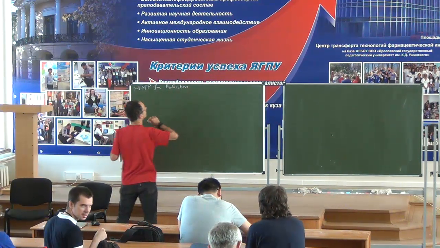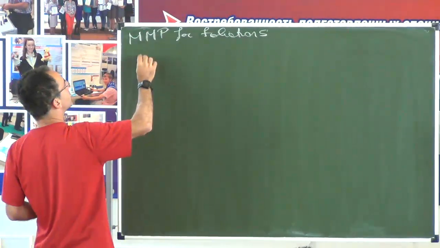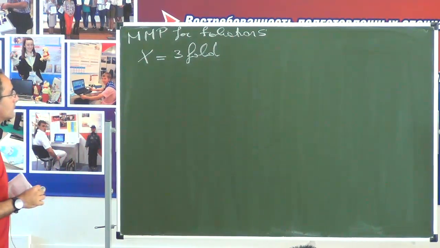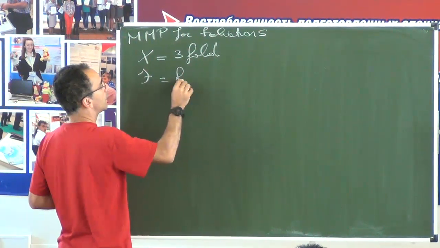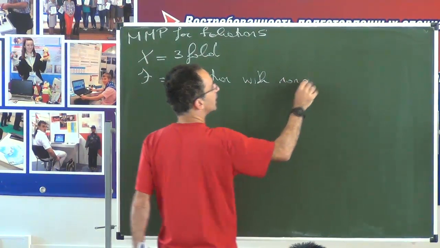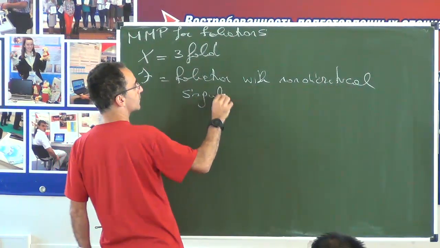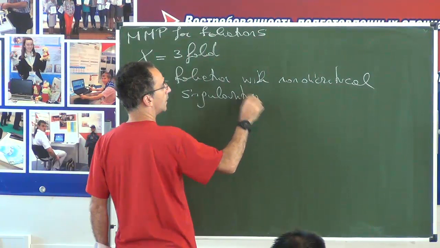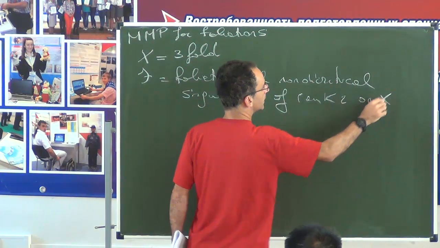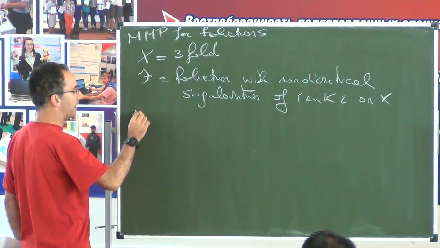Following Mori's program. So remember, my setup, it's always X is a threefold, F is a foliation with non-dicritical singularities, of rank 2 on X. In other words, co-rank 1. And usually (F, Δ) is a pair.